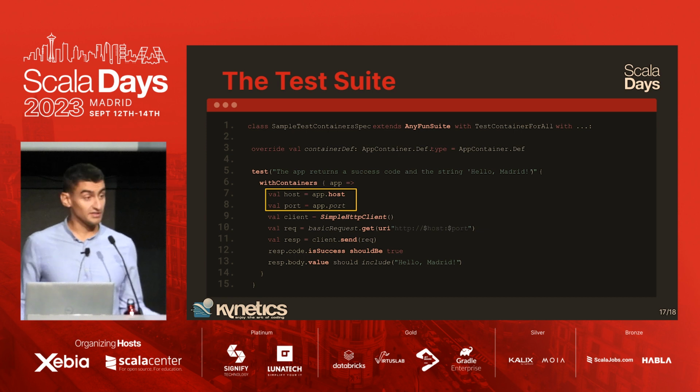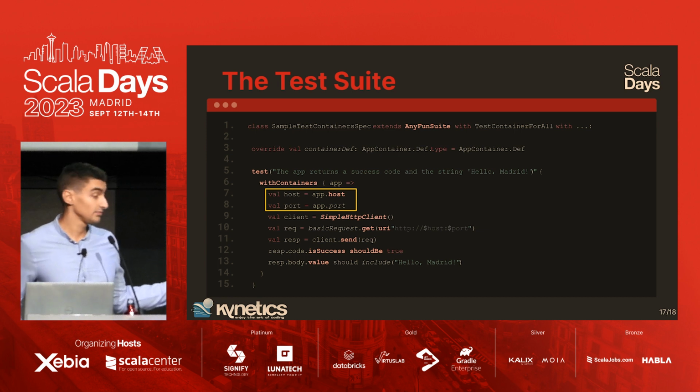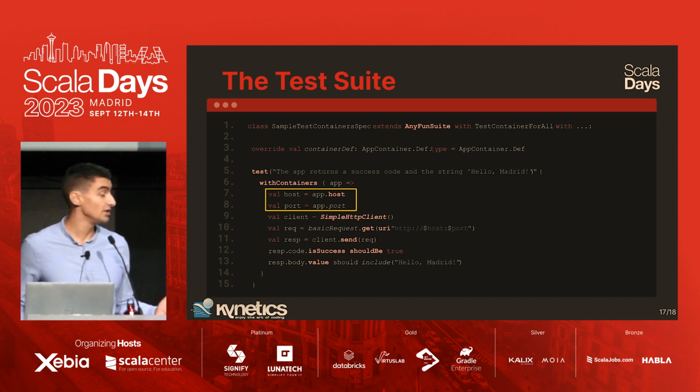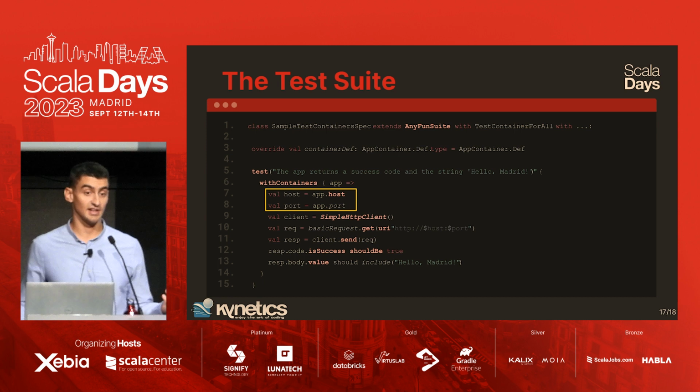And this is it. This is just the same test as before. It is much simpler, much more reusable. The container definition is a class that we write. We can write a library of container definitions and reuse it across different projects in our organization if we have the same dependencies in different projects. So this is very nice.